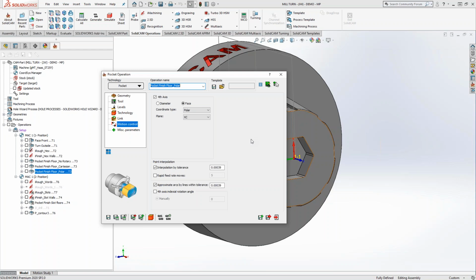Okay, so we do have one question. How does this apply to machines like ours where the fourth axis rotates on the head/spindle and not the part on the rotary?